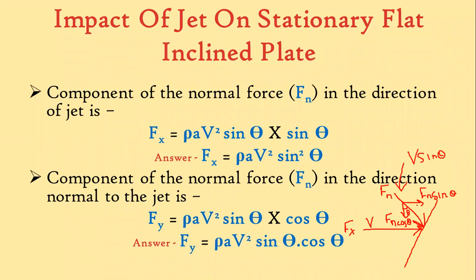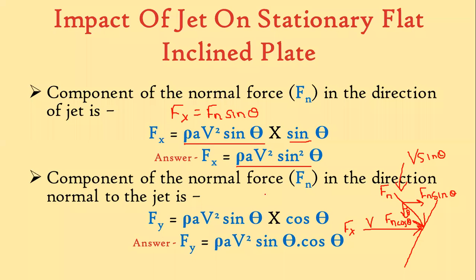Now this horizontal component is the component in the direction of the jet, that is the x direction. So our Fx will be equal to Fn sine theta. Fn is rho a v square sine theta, into sine theta, that is rho a v square sine square theta.